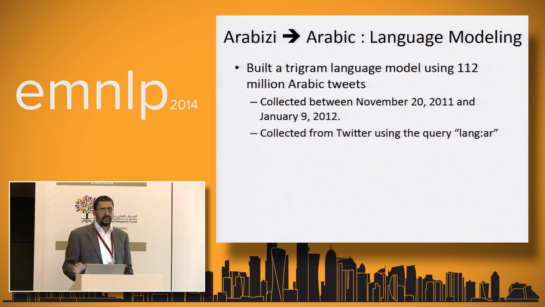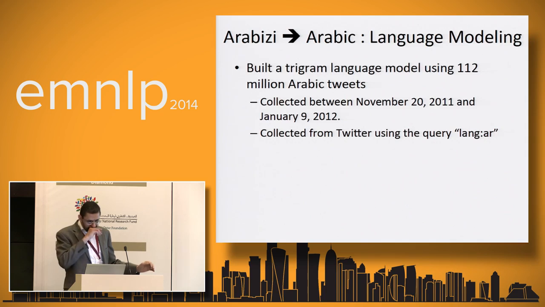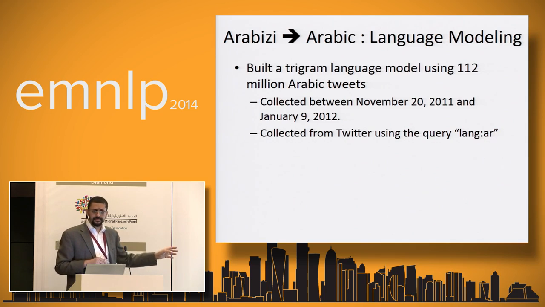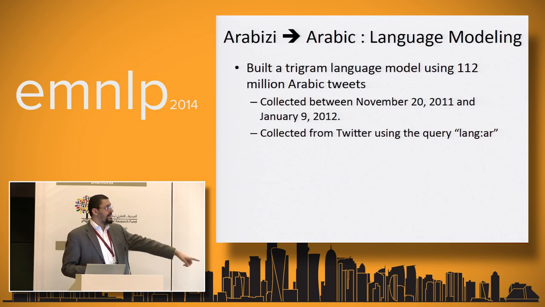At the time that we did the work, we had collected about 112 million tweets, over a period of about 3 months. And basically, what we did was something really, really simple, and you can actually try this at home. You go and issue the query lang:ar to Twitter, and then it will give you lots and lots and lots of Arabic tweets, right?